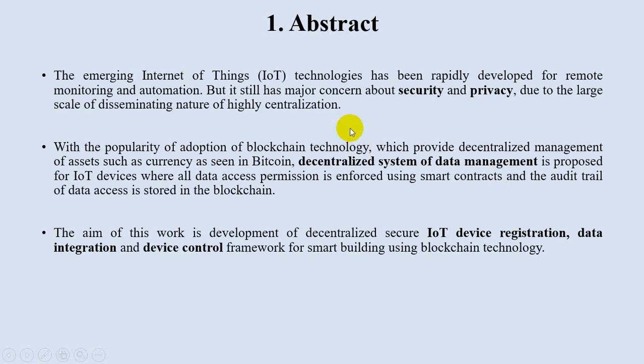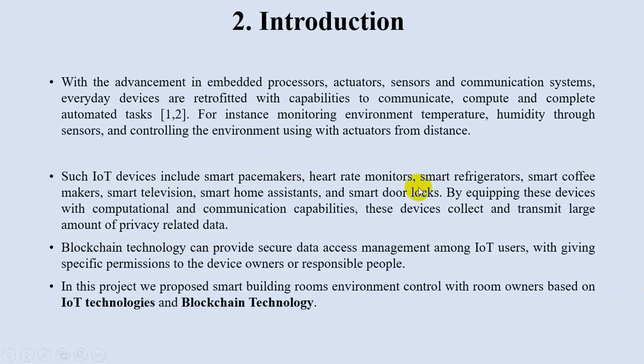So today, emerging Internet of Things technologies have developed rapidly for remote monitoring and automation of systems, but they still have major concerns about security and privacy because of the large scale and the disseminating nature of high centralization. Development of a decentralized, secure IoT device registration, data integration and device control framework for smart buildings using blockchain technology. An introduction.